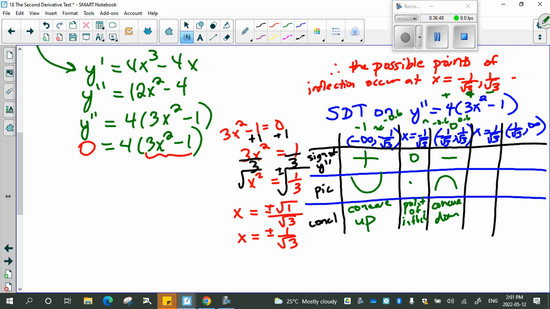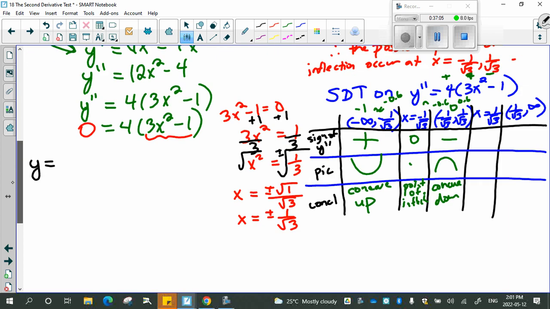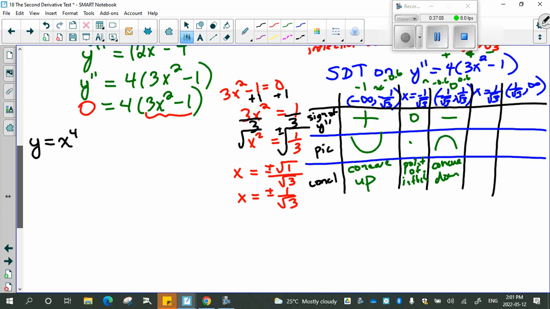Okay, so here's where the hardest part of the question is. So I'm going to go through it nice and slowly. And then something really nice happens later. So I have to do it. Okay, so I'm writing out my original equation, which was y equals x to the 4th minus 2x squared plus 7.